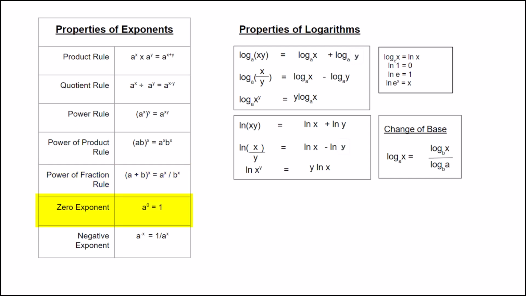to the same power. And then of course the zero exponent rule states that any base raised to the power of 0 is equal to 1. And finally the negative exponent rule states that if you have a base raised to a negative power, that's the same thing as 1 divided by that base raised to the positive power. So now that we've reviewed those, let's cover properties of logarithms.